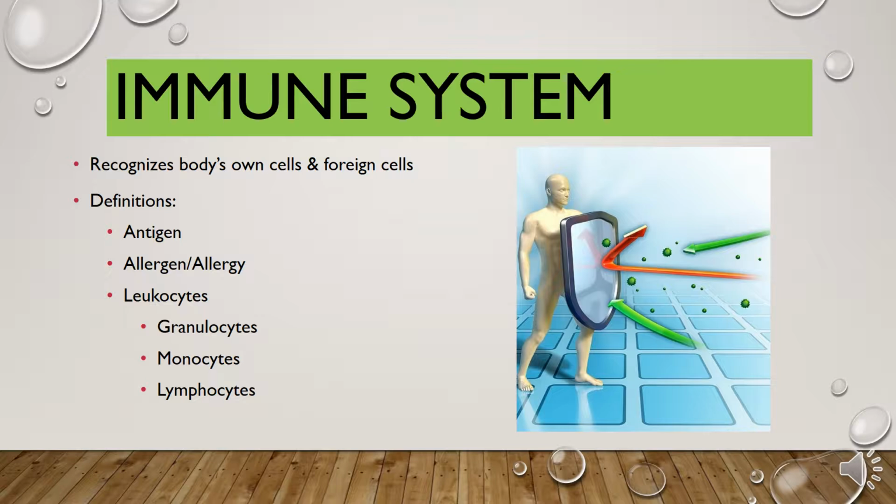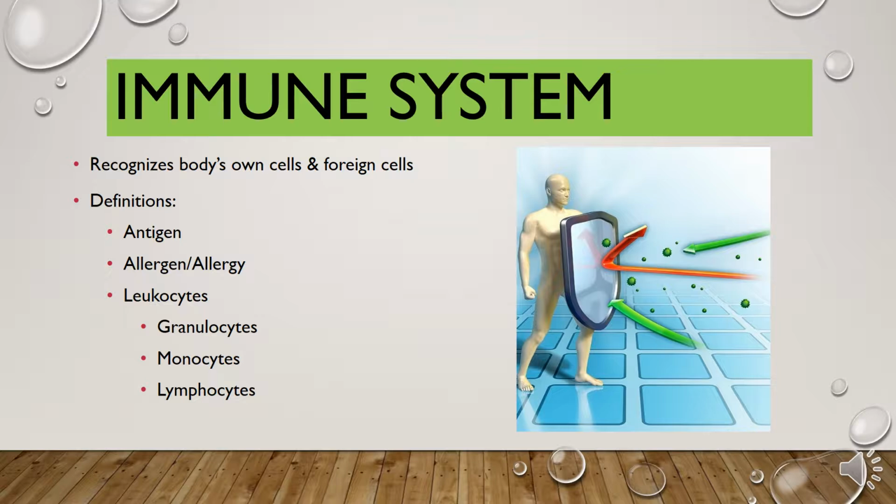So starting with our immune system, our body recognizes its own cells and foreign cells, and this is what our immune system's job is. A couple definitions you need to know. An antigen is a substance that stimulates an immune response. Allergy or allergen is a substance that sets up an allergic response and is a type of antigen.